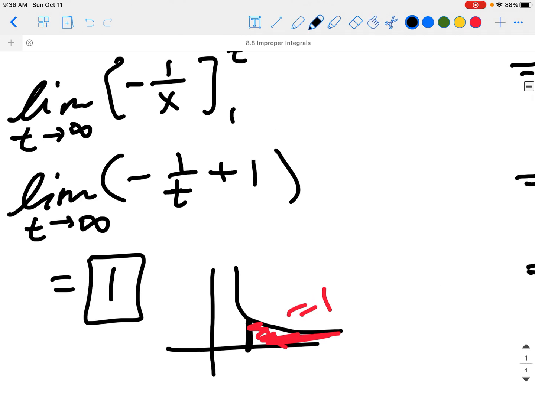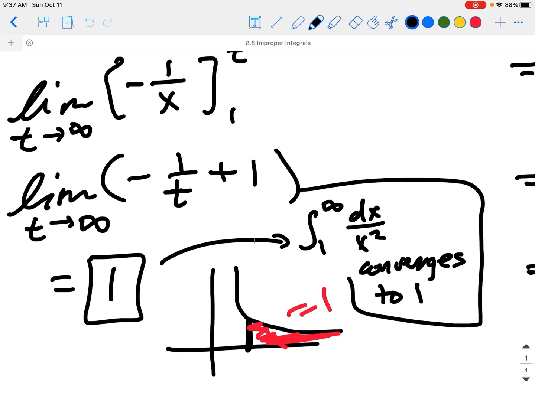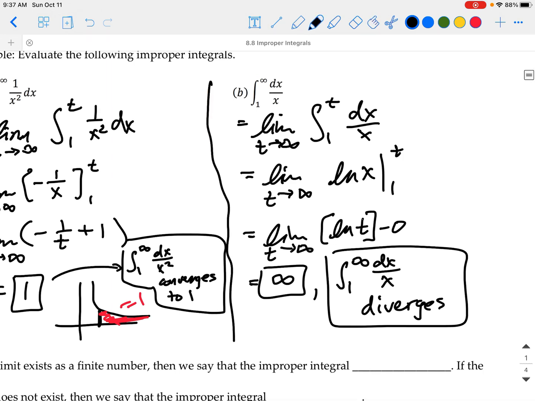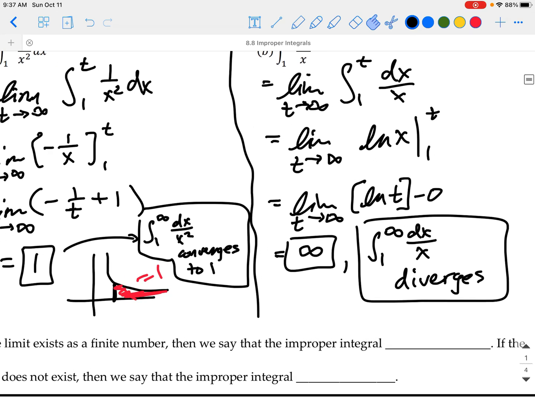And we'll note for the previous example, the integral from 1 to infinity of dx over x squared converges to 1. We're approaching 1 without actually quite reaching it numerically. So we're going to have these two competing types of examples where we either get convergence to 1 or divergence towards some form of infinity. If the limit exists as a finite number, we say the improper integral converges, and if it does not exist, then it diverges.